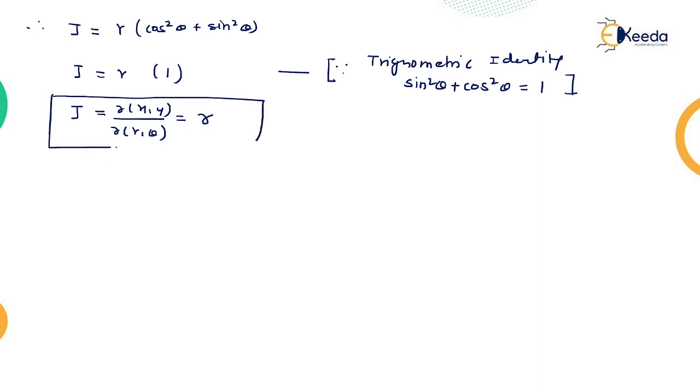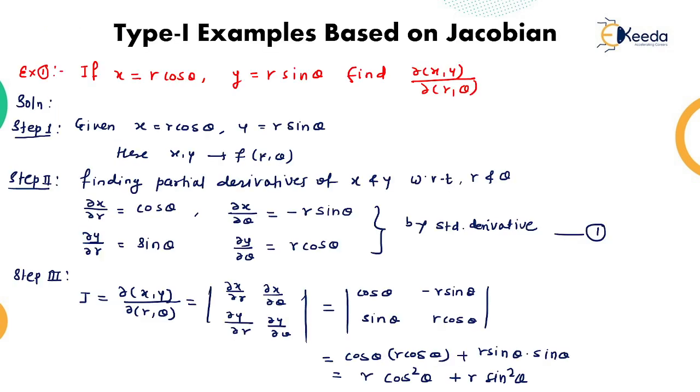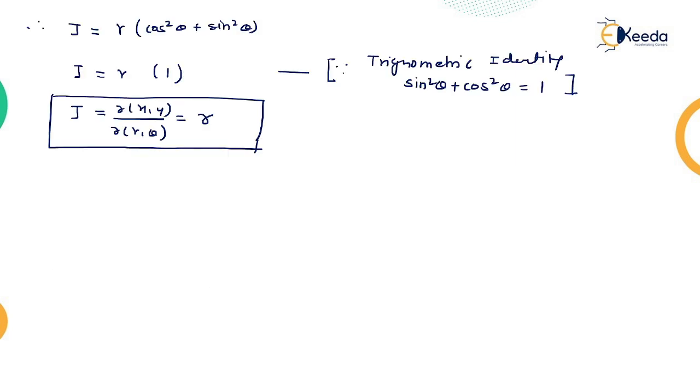I hope you understand this question very well. Just once again, x and y are the functions of r and theta, and we have to find only the Jacobian. I hope you understand this very well. This is all about the first example.